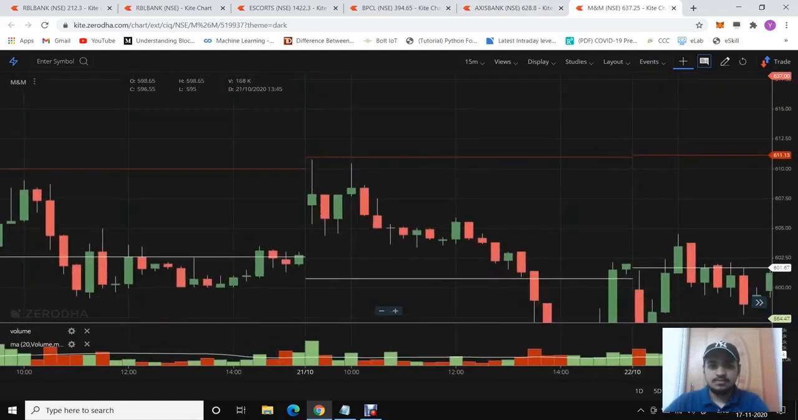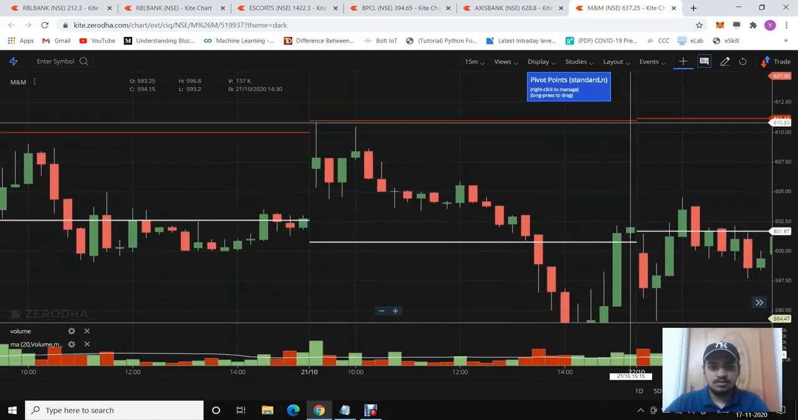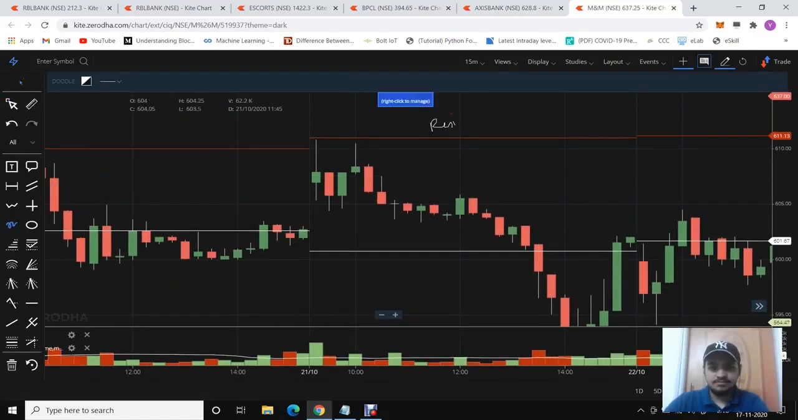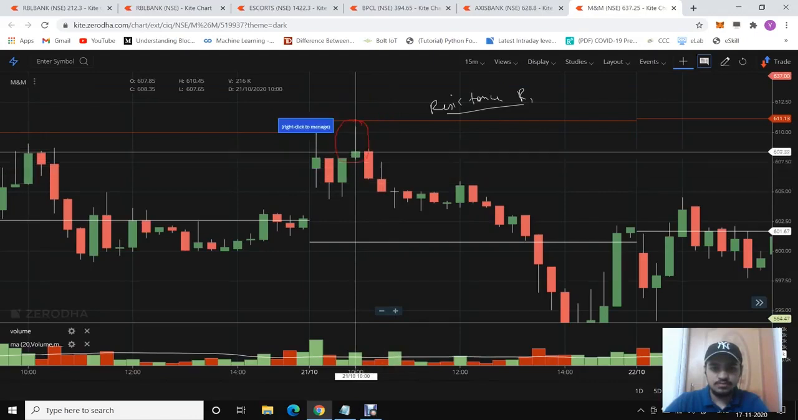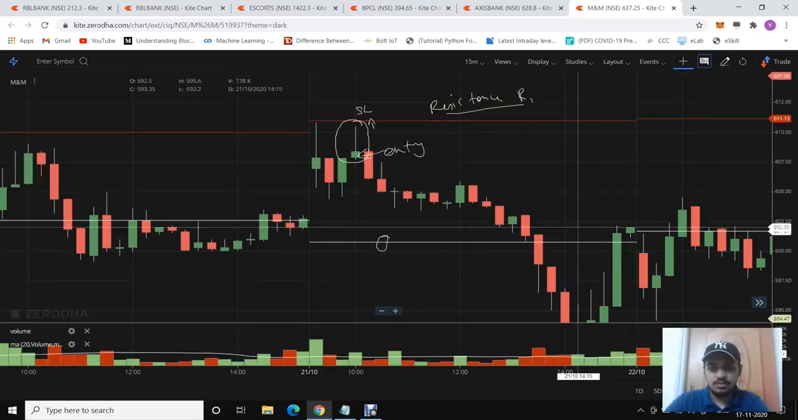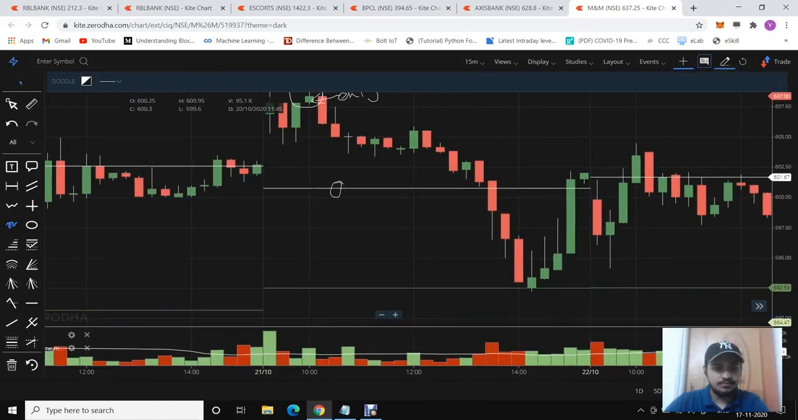This is an example from M&M, Mahindra and Mahindra. Similar example. This is your resistance, that is R1. Again the same thing, a shooting star near resistance, and it is with high volume as well. So we take the entry here, we keep our stop loss here just above the resistance, and targets at the pivot point or at the next support.